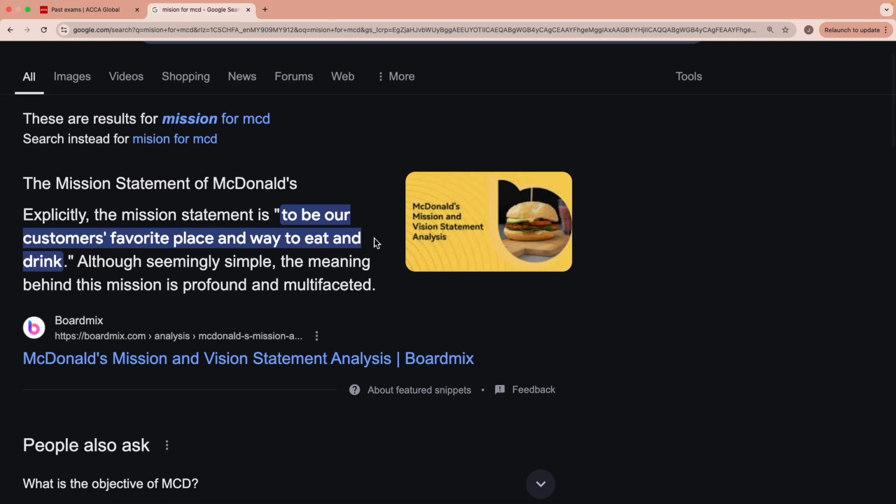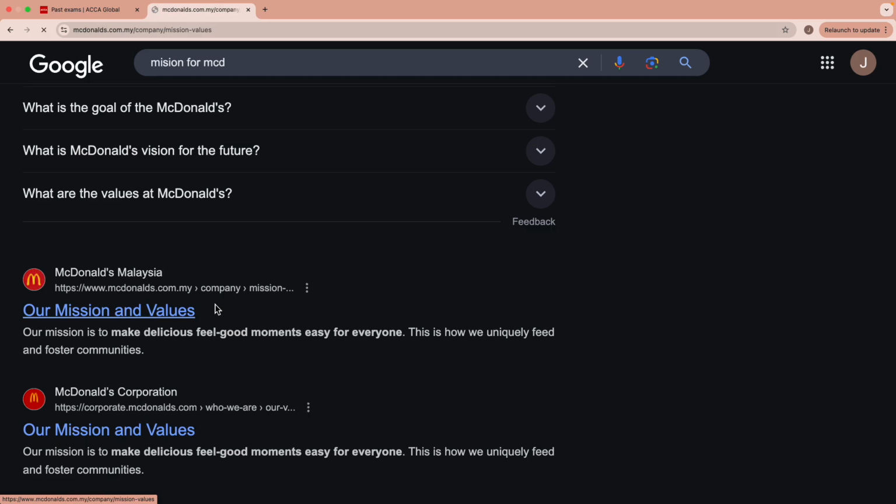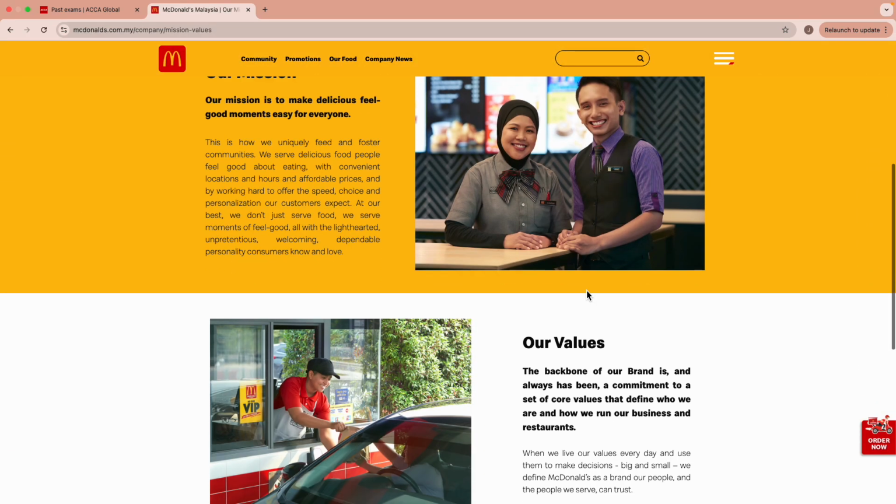Like for example, if you look at McDonald's, I don't know, they say to be our customers' favorite place and way to eat and drink. Sounds very vague and not so very clear, yes or no? It's not a very good mission statement, okay or not? So maybe we look at the Malaysian one. What's the one?